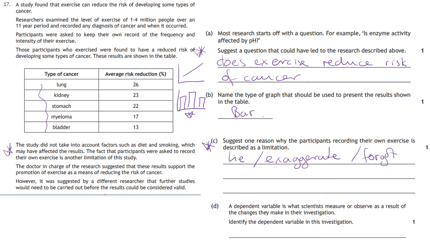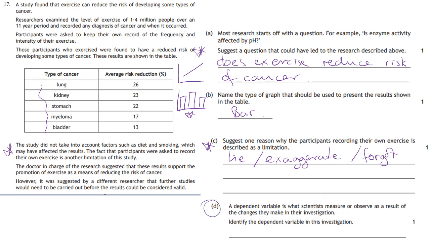Essentially what's happening here is they might not tell the truth, right? So they may not tell the truth about this. They may say that they exercised when they didn't. They may say they exercised more than they did, or they might have forgotten and not actually said that they exercised when they did. Last question here, D.